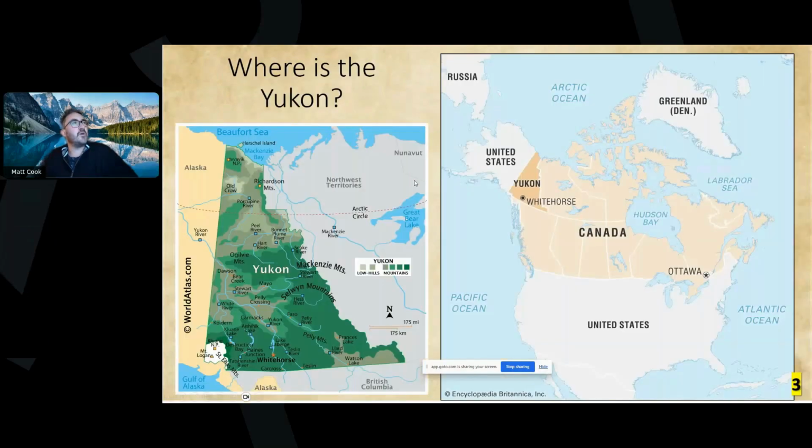Okay, so where is the Yukon? It's one of the two territories of Canada. It's up close to the Alaskan border. A lot of it, or a chunk of it, is above the Arctic Circle, and it's one of the least populated areas of Canada. It's very wild.